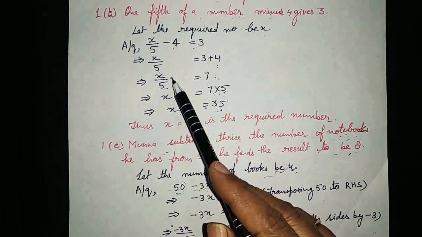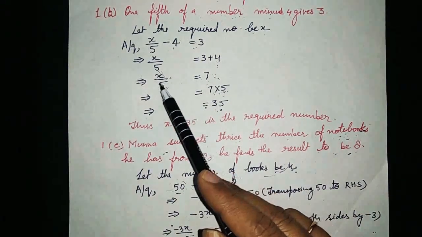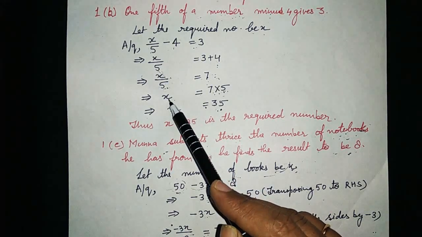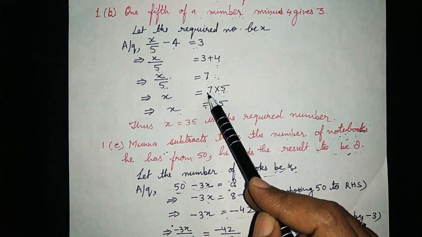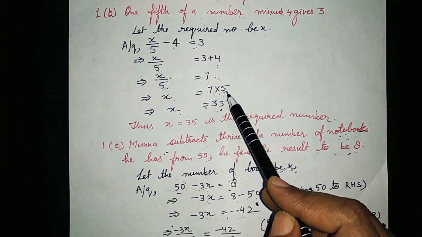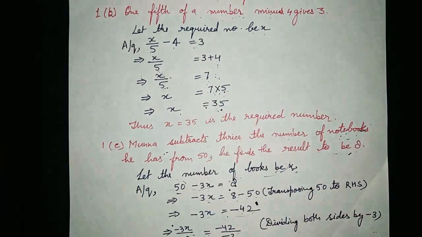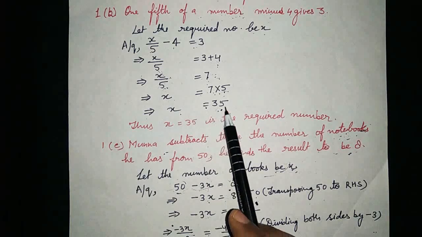After multiplying both the sides by 5, 5 and 5 will be cancelled and here only x will come. And on the right hand side, 7 into 5 means what? 7 5 is 35 will come. So here the unknown number is 35.